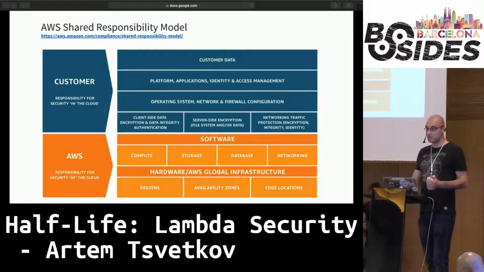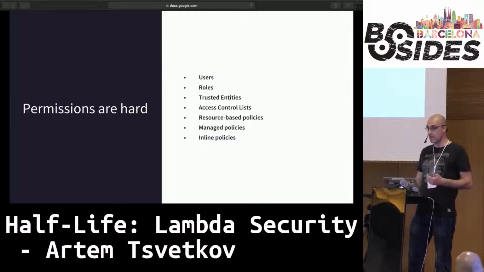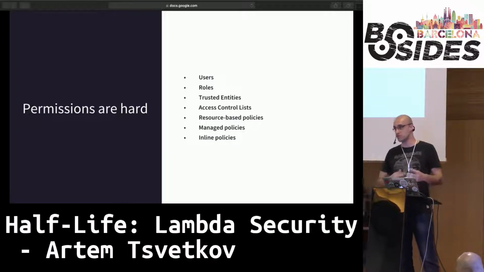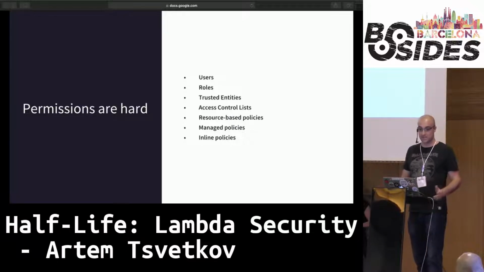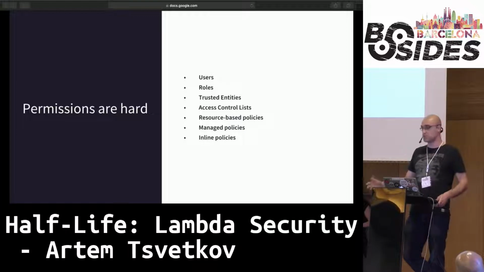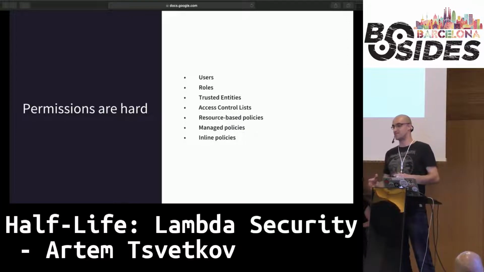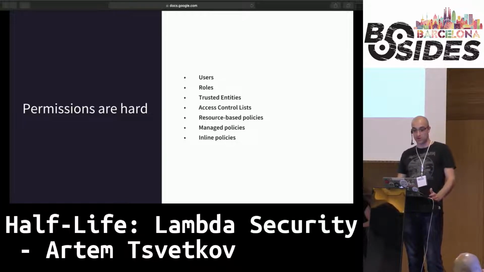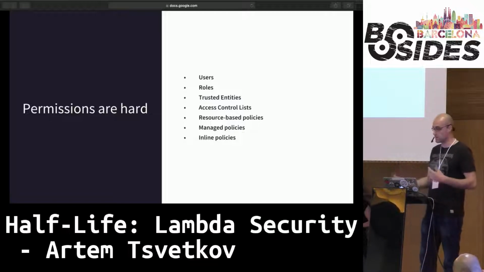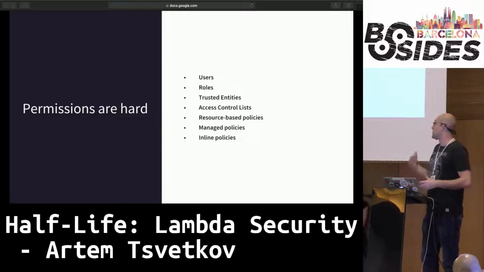And so a huge part of securing your Lambdas and serverless architecture is about configuration. And this configuration is hard. You need to set up permissions, you need to set up access controls, and there's a lot of stuff at play. There's users, roles, trusted entities, your access control lists, resource-based policies, managed policies, inline policies. And the first time you touch this, you're like, okay, that's too much stuff going on, and you really need to figure it out. And so what happens is that developers who want to go fast and get things done don't normally take the time, or they're not aware of how to configure this well.